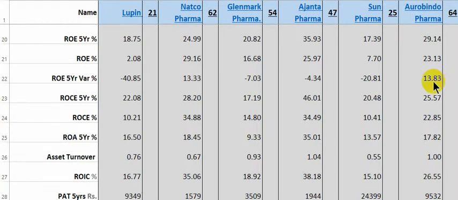Aurobindo has managed again to grow its RoE at the rate of 13%. So only Natco and Aurobindo have managed to grow its RoE from where it was 5 years back. Next, let us look at the capital employed and what was the profit generated on it in the last 5 years on average. Lupin managed to generate 22% on the total capital which was employed into the business.